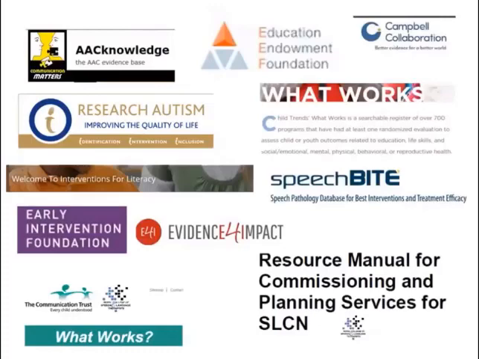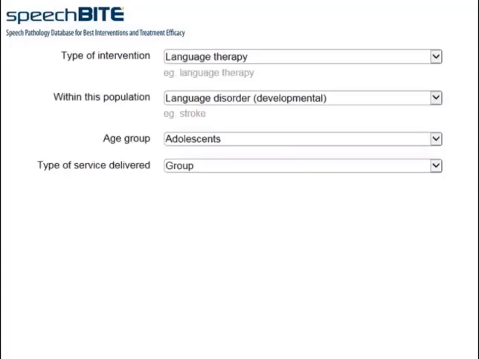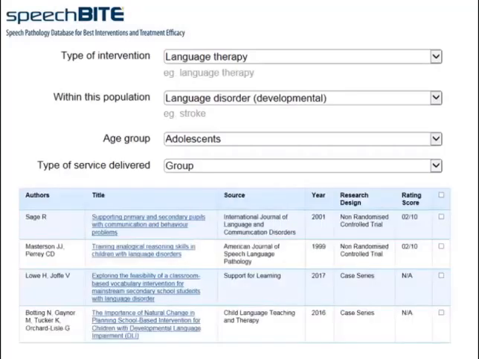You may already be familiar with What Works, but there are lots of other ones out there. I'm going to particularly recommend SpeechBite again, as it covers a range of client groups. So as well as producing the newsletter, SpeechBite is great for searching for evidence for interventions. So for example, if you want to know what research is out there for group language therapy for teenagers with DLD, you put in those terms into the criteria boxes, and a selection of articles is provided. And it's normally quite a manageable number, so you don't have to look at too many.